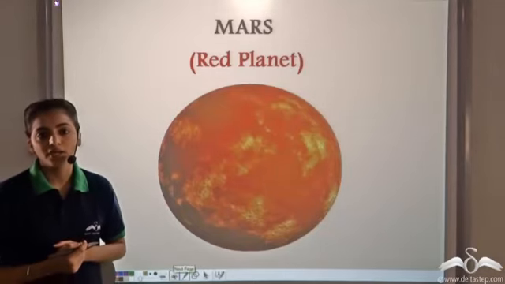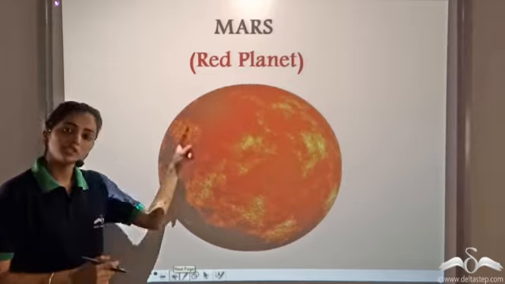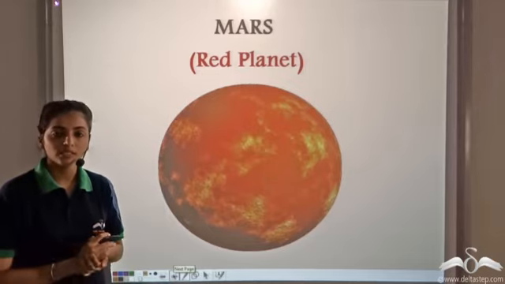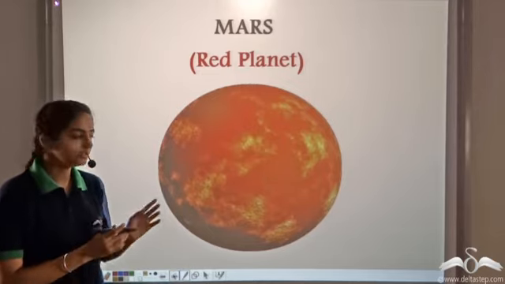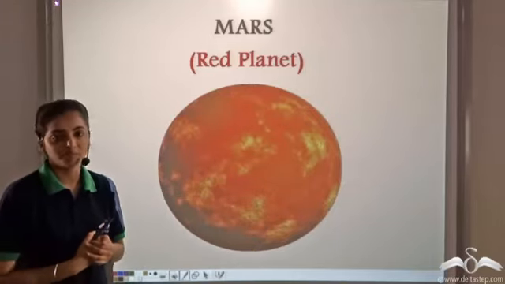Mars is known as the red planet. This is because of the large amount of ferric oxide present on the surface of Mars. Since ferric oxide is brown in color, it gives it this reddish brown coating, and thus it is known as the red planet.